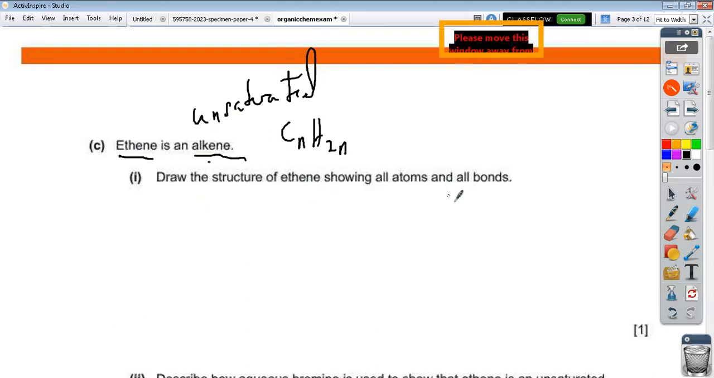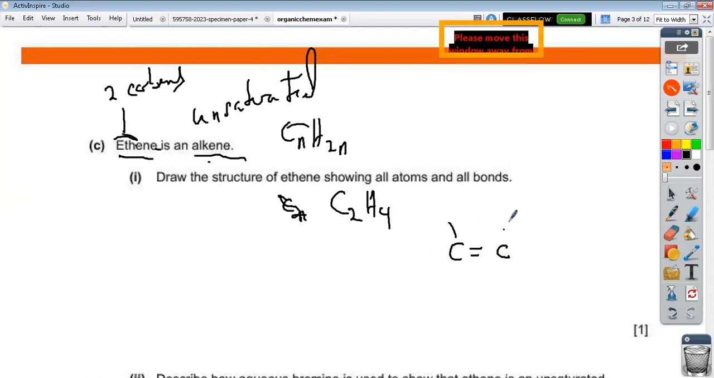So draw the structure. How many carbons does ethene have? What does the word ethylene mean? It means 2 carbons. You should know that. Ethylene, 2 carbons. Methyl, 1 carbon. Ethyl, 2 carbons. Propyl, 3 carbons. Butyl, 4 carbons. So ethene simply means C2H4. But remember, because it's unsaturated, it has 1 pair of a double bond. Done. Clear.